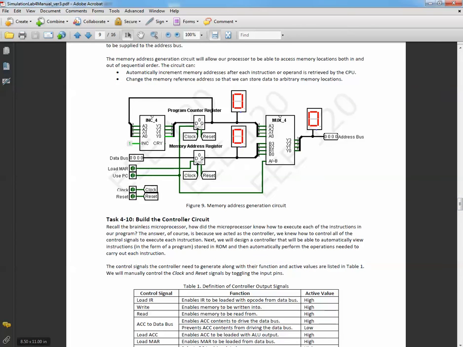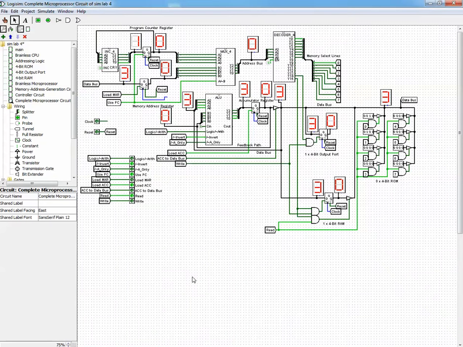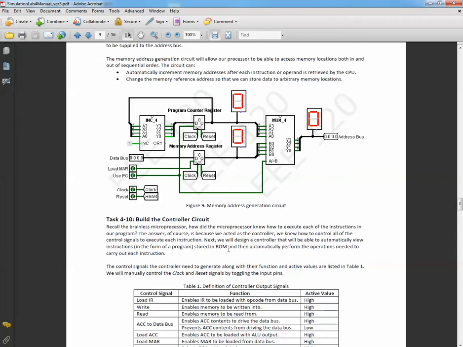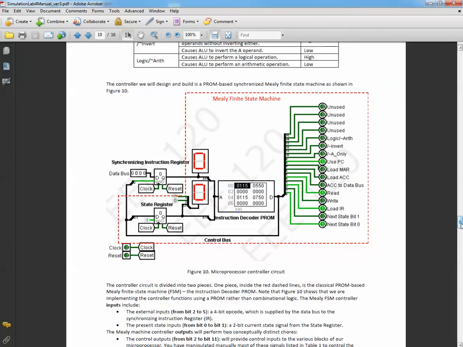So what I'll assume is that you have finished all these tasks and you pretty much know nearly everything. What you might not know is what exactly the function of these two memory units is. This is what I'll be discussing right now. Also, I'll be discussing the function of this memory address register, and we will be building the controller circuit, which is supposed to be controlling the brainless microprocessor.